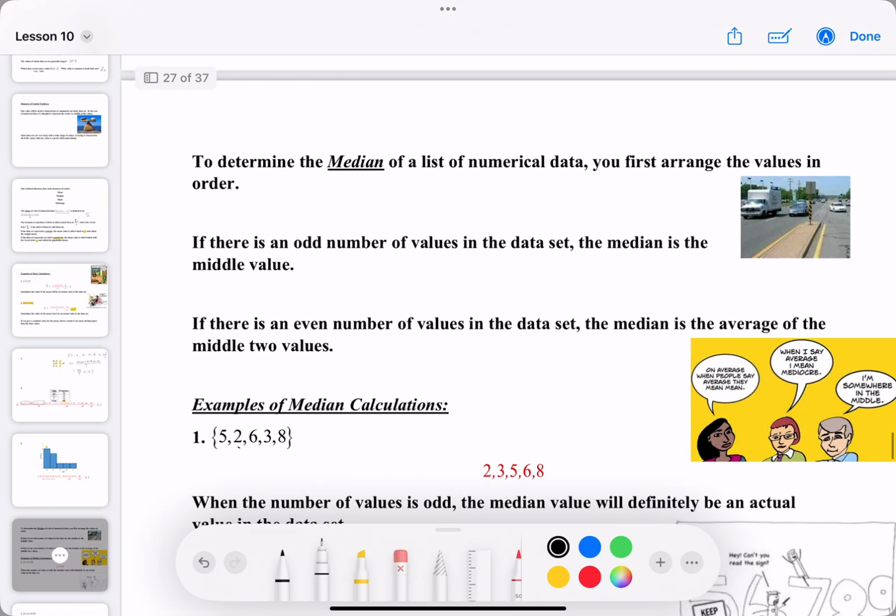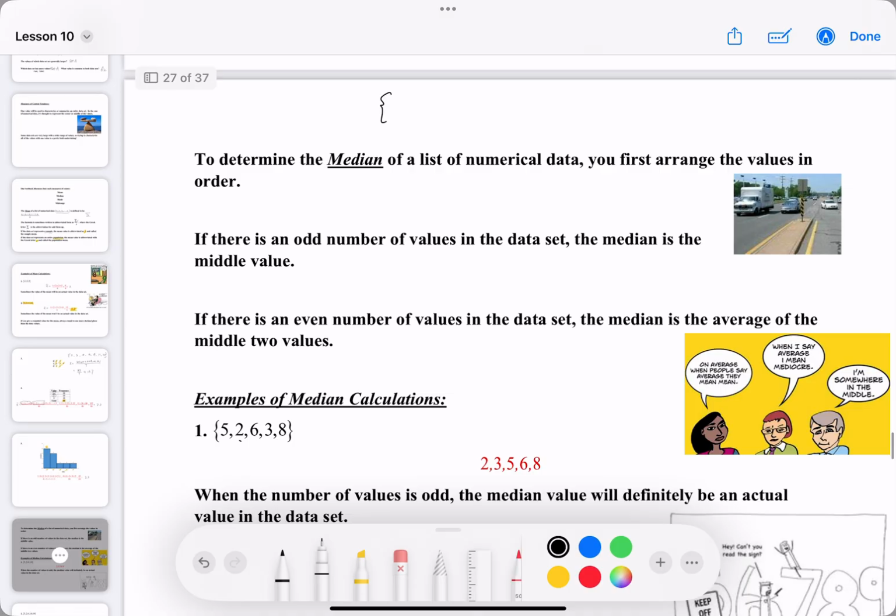For example, if I have a data set with some data inside: 1, 2, 3, 4, 5. This is the ascending order, where I rearrange the values in order. What is the center of the data set? Here, 3, because 3 is the middle of this data set. Before 3, we have 2 values. After 3, we have another 2 values. That's the center or the middle of the data set. So the median of this data set is 3.